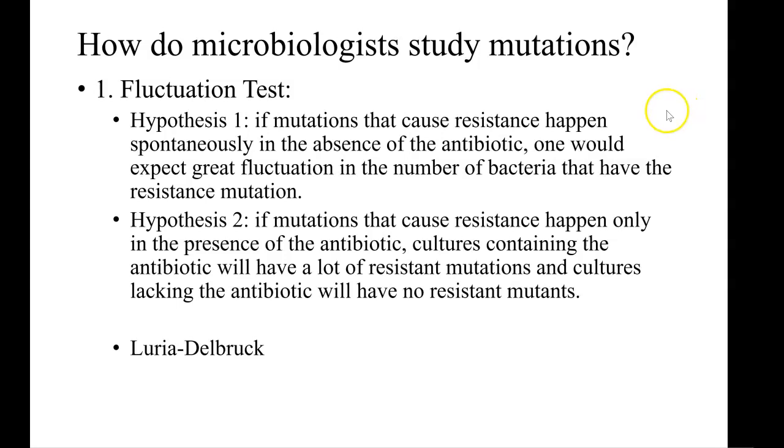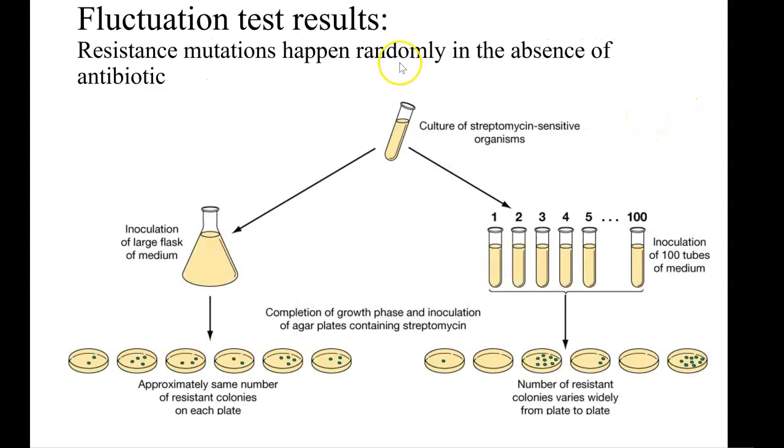So they did a test. This is what is called the fluctuation test. We're not going to get too bogged down in the weeds and the detail with this, but what they did was grow bacteria in individual containers and then in a big flask. The take-home message from this fluctuation test is that the results proved hypothesis one: mutations just happen spontaneously. Bacteria don't need to be in the presence of that antibiotic to get those resistance genes from mutations. This is what Luria and Delbruck found in their fluctuation test.